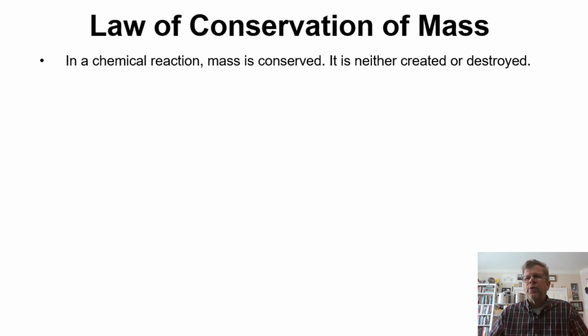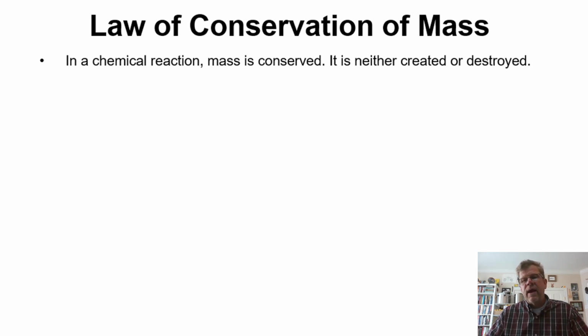So let's look at both the matter and the energy component of a chemical reaction with a couple of laws we're going to put in place. The first law of a chemical reaction is the law of conservation of mass, which states that in a chemical reaction, mass is conserved, meaning that the matter in it is conserved. It's neither created nor destroyed.